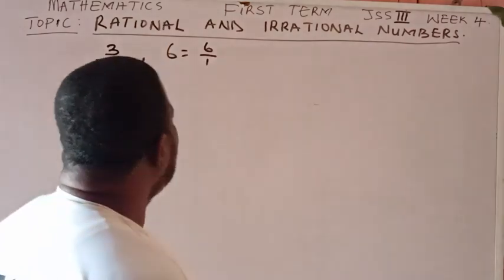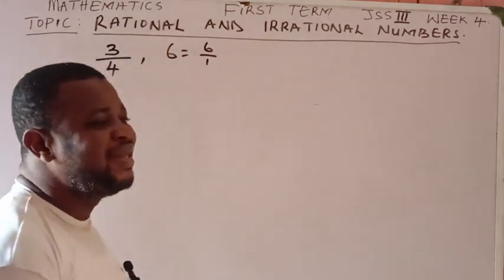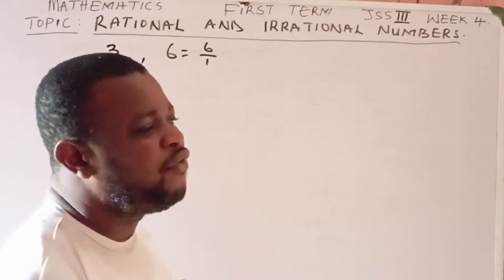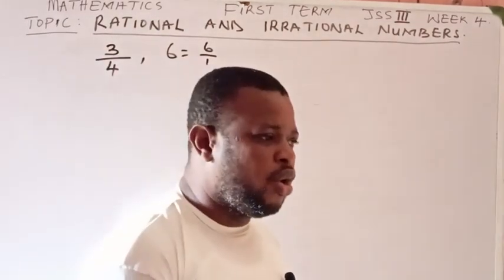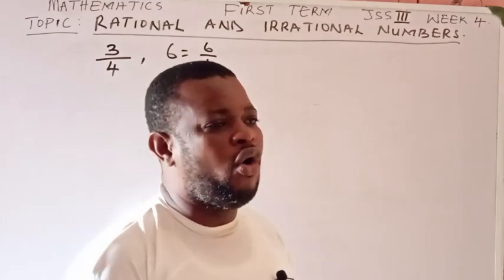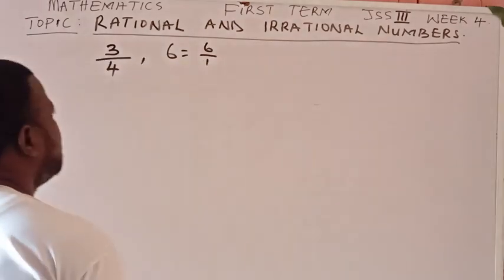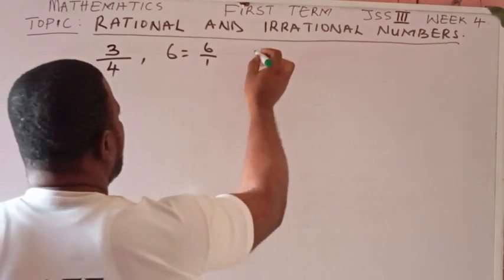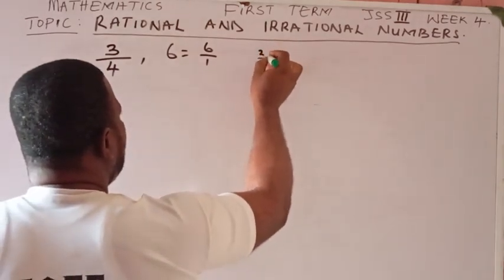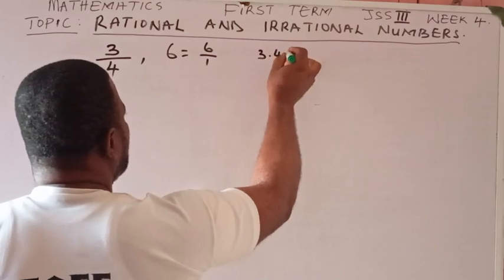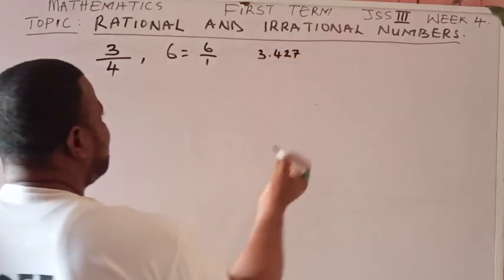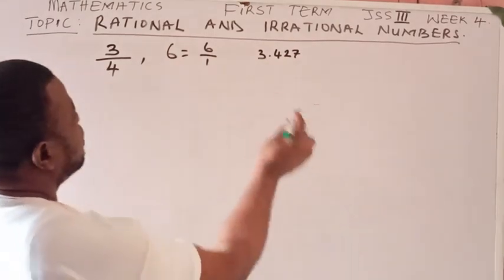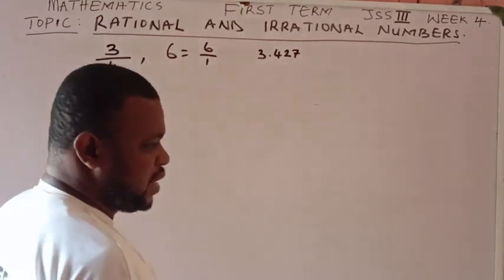Or even if they can be written in a decimal form, their decimal form should terminate, or it should have a reoccurring decimal point. For example, something like 3.427 is a rational number. Why? Because the decimal point has terminated.